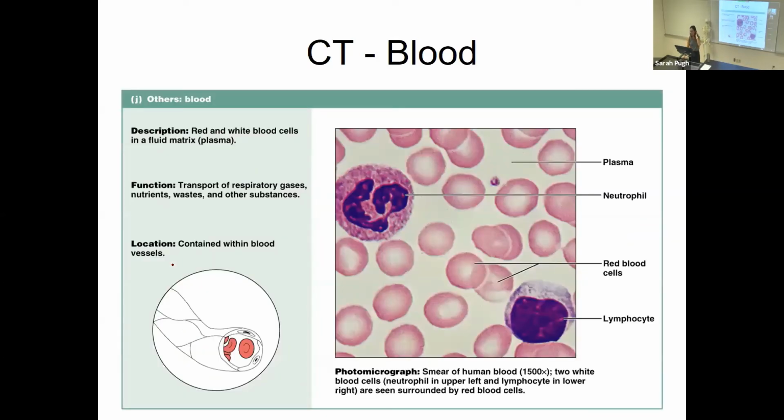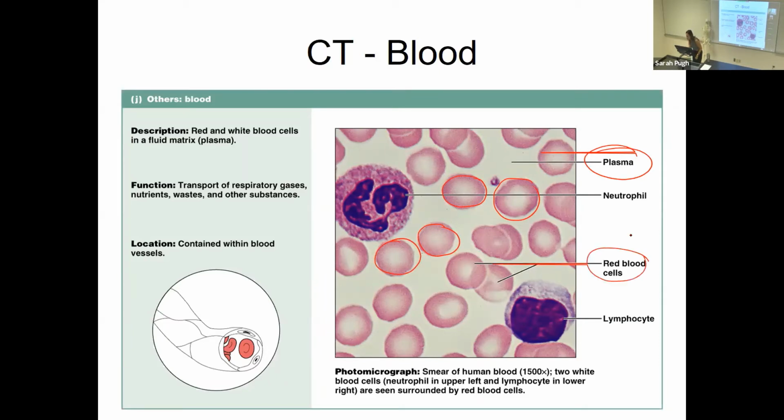So this is an image of blood under a microscope. So a couple things I'm going to point out. All the white space that you see is plasma. That's just our liquid that the cells float in. The majority of the cell type that you have in your blood is called red blood cells.